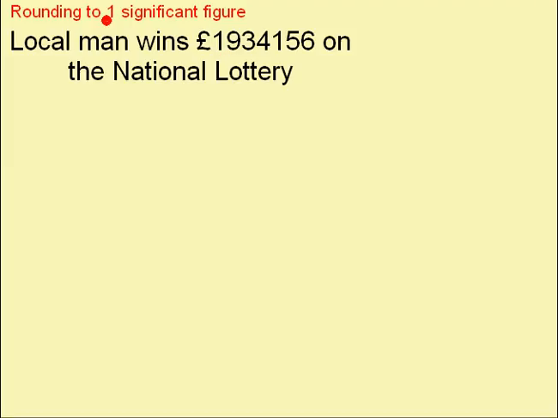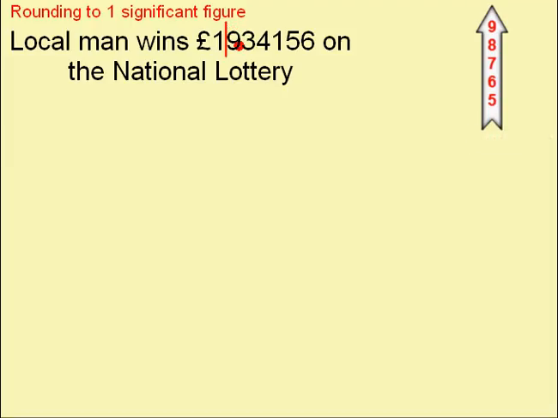So when I'm rounding to one significant figure, I want to count one figure from the left and then draw a line down. I now need to look at the digit that comes immediately after the line. If it's a 5, a 6, a 7, an 8, or a 9, it's going to round this up. If it's a 4, a 3, a 2, a 1, or a 0, then this will stay the same.